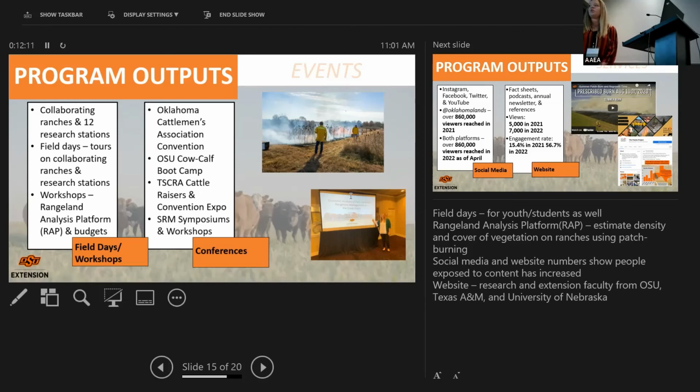And then this information will also be presented at conferences such as the Oklahoma Cattlemen's Association Convention, as well as surrounding states as this extension program grows. We anticipate presenting at the Cattlemen's conventions in Kansas, Texas, and Nebraska.